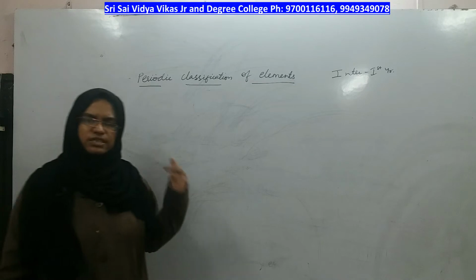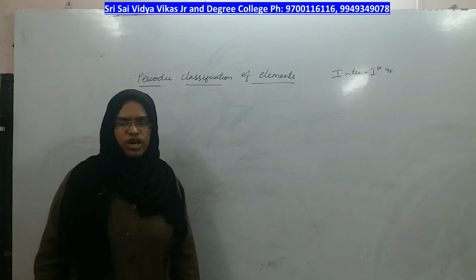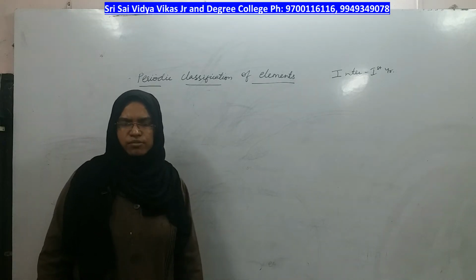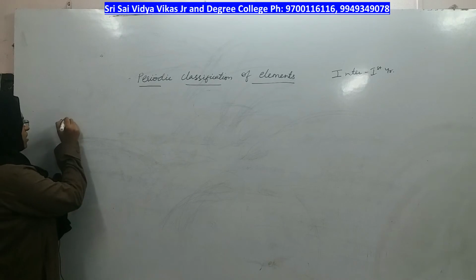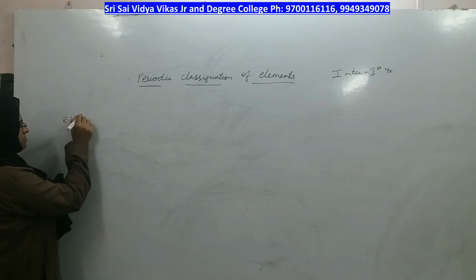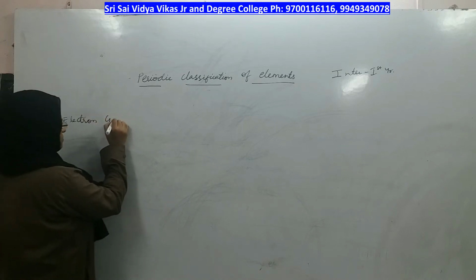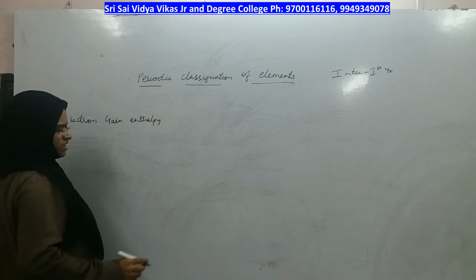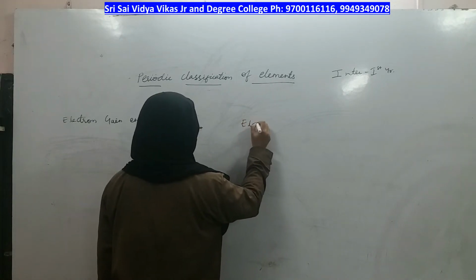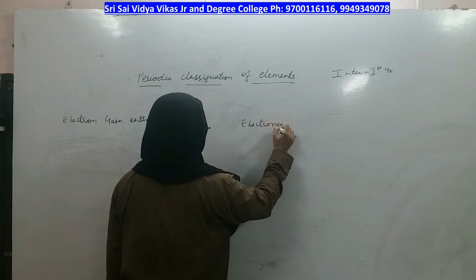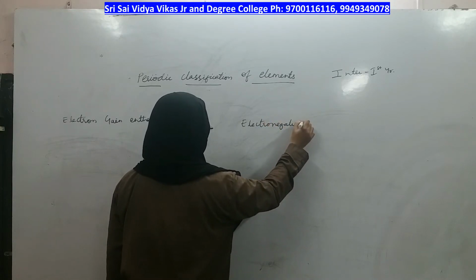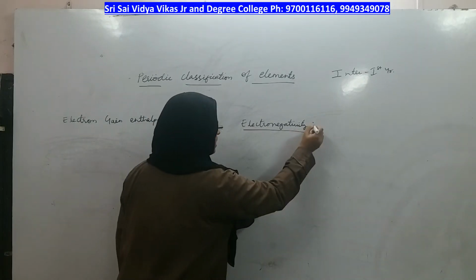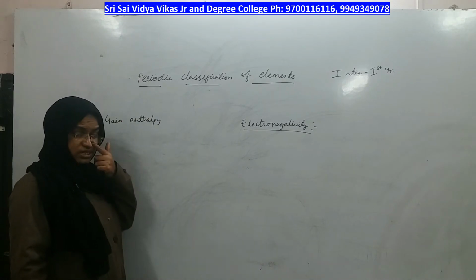In the last class we were discussing ionization potential, and what factors decide how much ionization potential you need. Now the next periodic property which we see is electron gain enthalpy and electronegativity. Let us first look at electronegativity, because it is directly related with atomic radius and ionization potential.